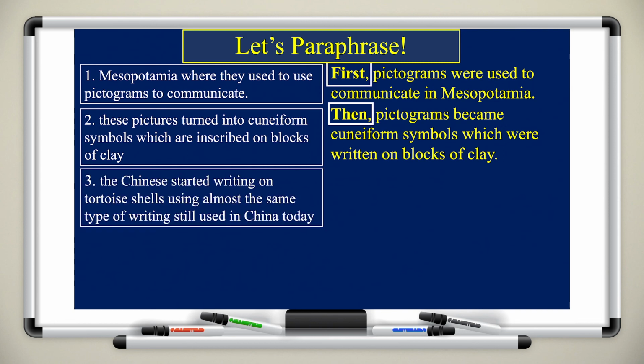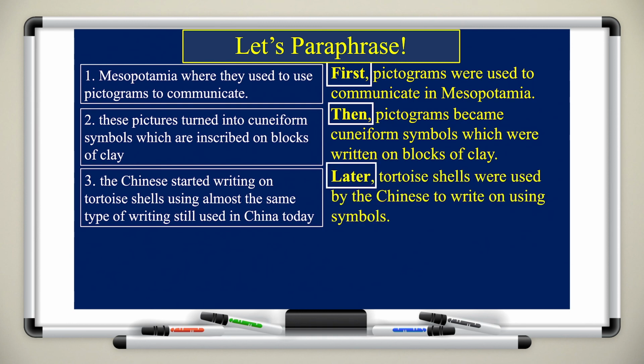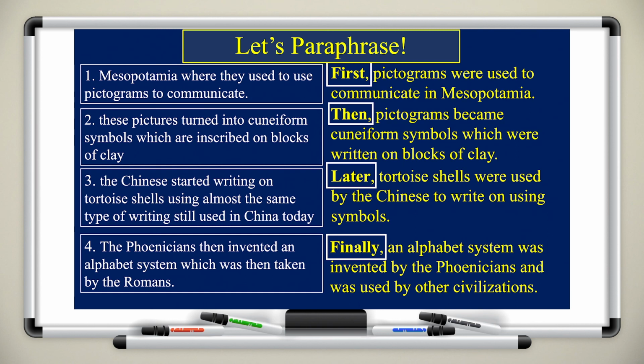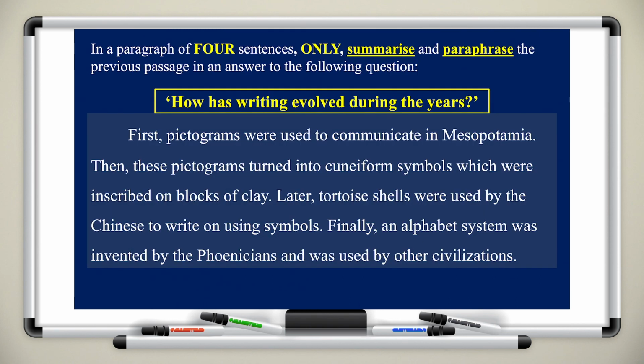Number 3, the Chinese started using the turtle shell, using almost the same type of writing still used in China today. So later, turtle shells were used by the Chinese to write on using symbols. Number 4, the Phoenicians then invented an alphabet system which was taken by the Romans. Finally, the alphabet system was invented by the Phoenicians and used by other civilizations. And that's the final outcome.